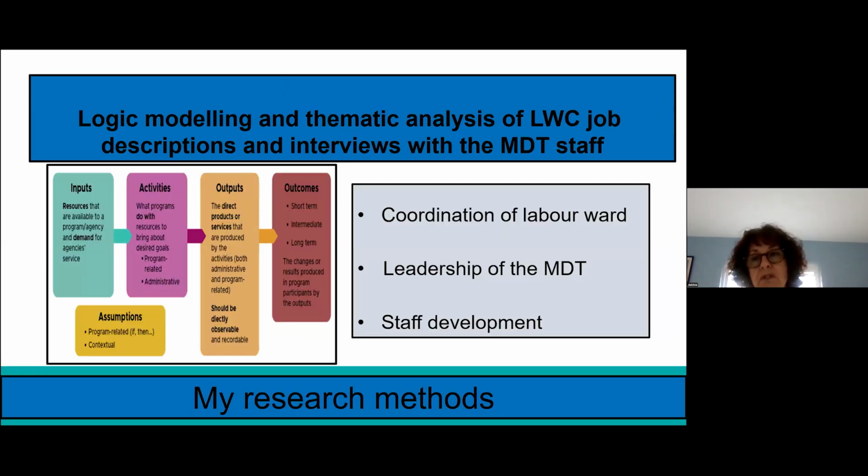So my research was in 2 phases. I did logic modelling and thematic analysis of the labour ward coordinator role and the job descriptions, and then I interviewed members of the multidisciplinary team. Just bear with me, I just need to look at my notes because there's a box over some of these. So the thematic analysis of the job description said that the key functions of the labour ward coordinator were to coordinate the labour ward, leadership of the MDT, and staff development.